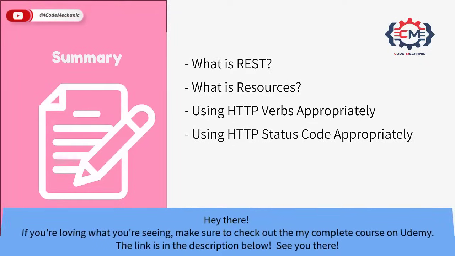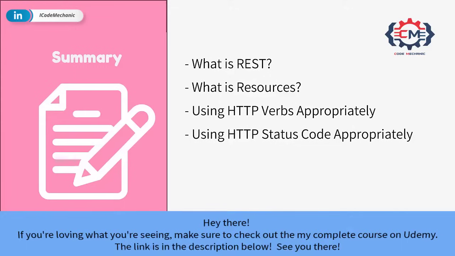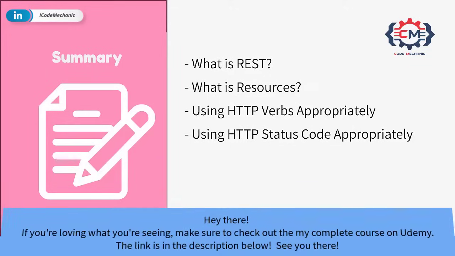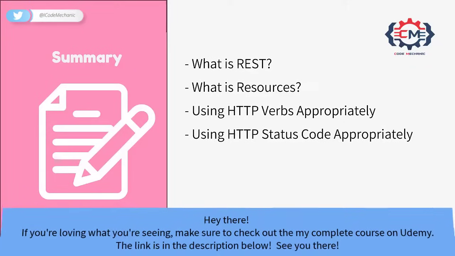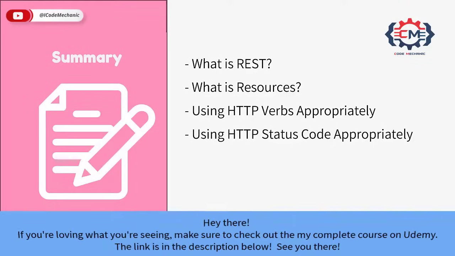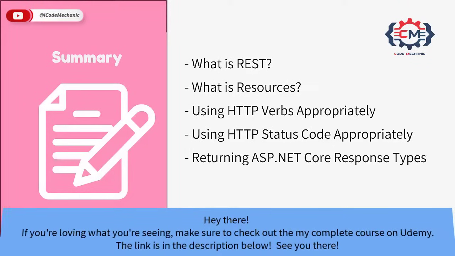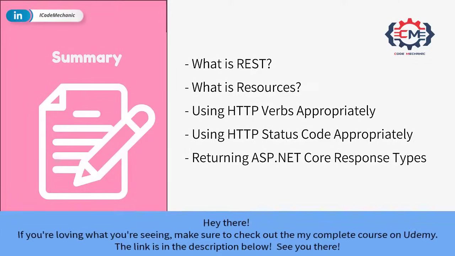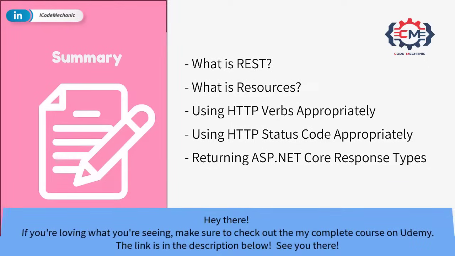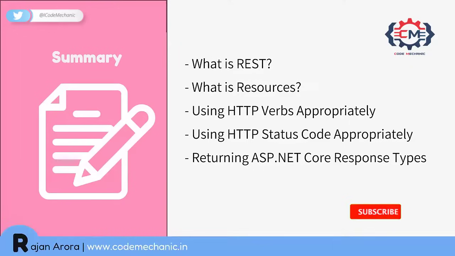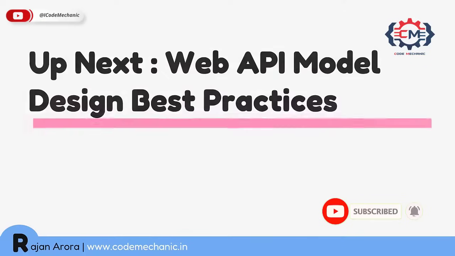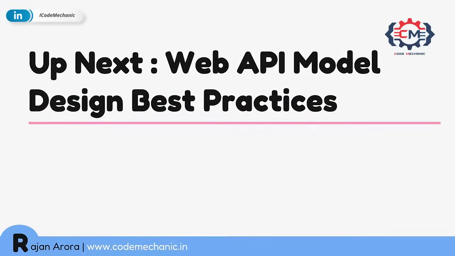Then we learned about HTTP status codes, again focusing on those most commonly used by your web APIs. We learned which status codes are most often used and which ones belong with which verbs or methods, as well as a few things to avoid. Finally, we saw how ASP.NET Core provides features to make working with response types easier, such as IActionResult, ActionResult of type T, and for minimal APIs, IResult. Up next, we will dig into web API models and how best to design them. I hope you will join me.